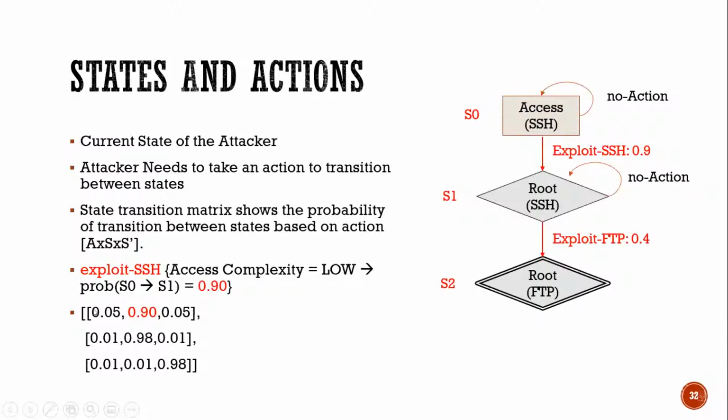So let's consider rows 0, 1, and 2 and columns 0, 1, and 2. The entry at row 0, column 1 shows that there is a 0.9 probability that the attacker will transition from S0 to S1 by taking that action. But that action has no implication on other states. If he was in state S1, then exploit SSH doesn't do a whole lot for going to state S2. So the attacker will remain in state S1 if he takes that action. So there is a high probability of staying in states S1 and S2 if he takes action exploit SSH in S1 and S2.